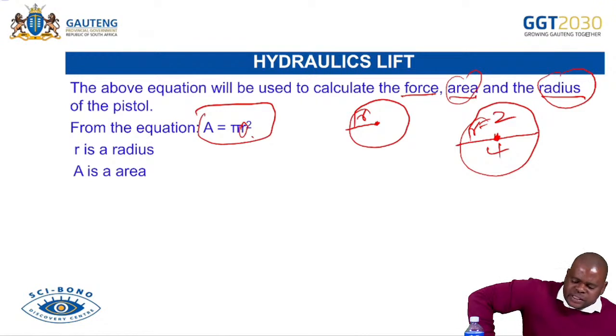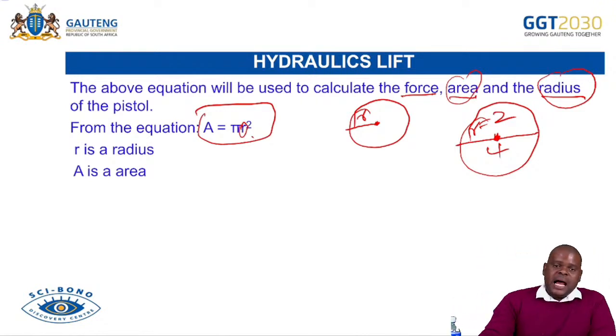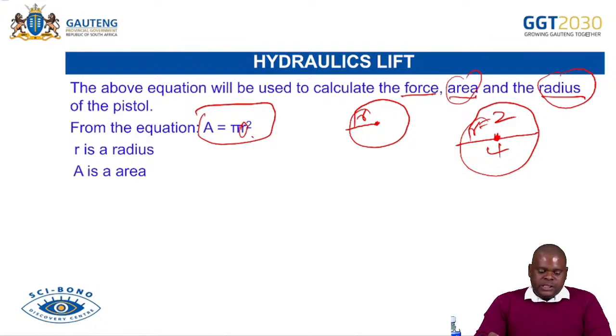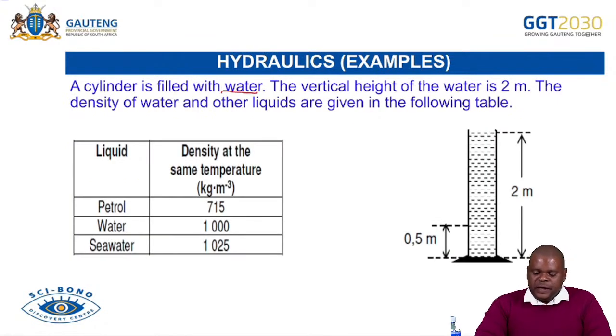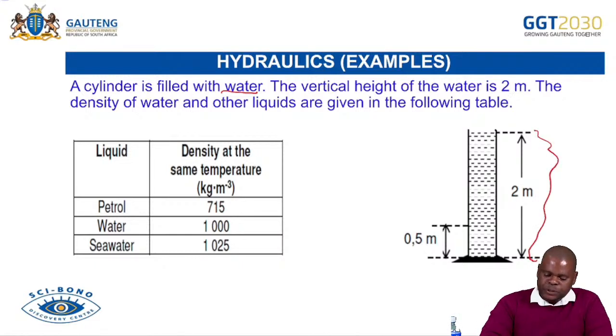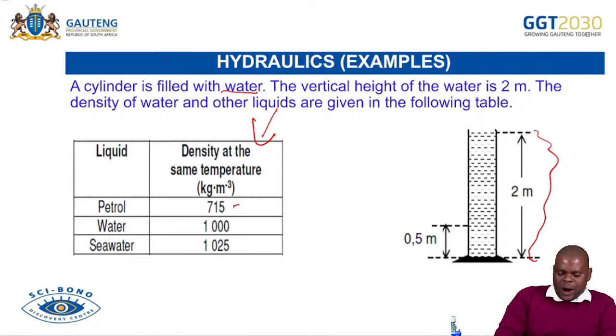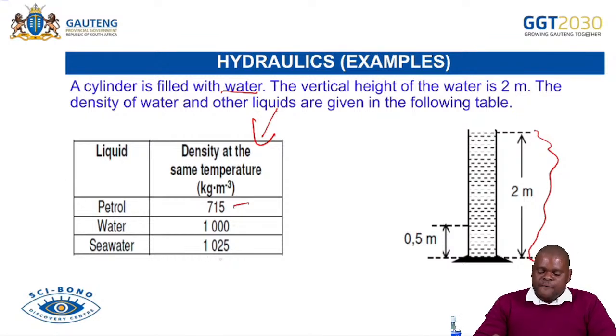Okay. Let's look at this example. Under hydraulics, it says a cylinder is filled with water. The vertical height of the water is 2 meters. Can you see? This is the vertical height, 2 meters. The densities of water and other liquids are given in the table. Can you see the densities here? The density of petrol is what? 715. The density of water is how much? It is 1000. And then the density of seawater is what? 1025.